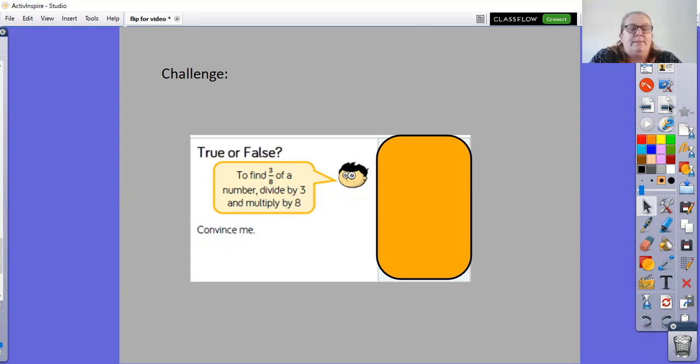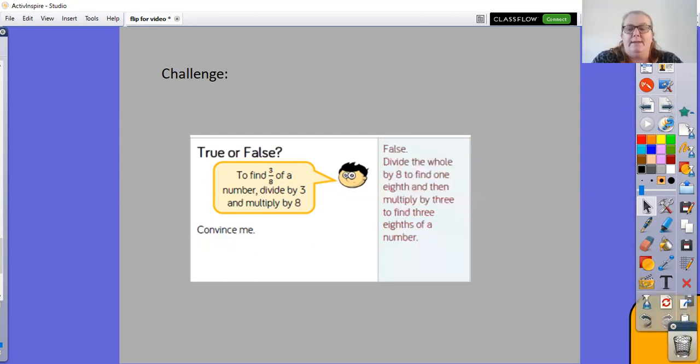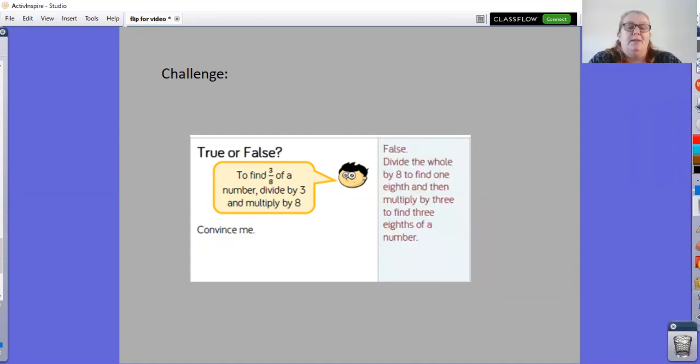Okay, so you should have had a go at this by now. If I take this away to reveal, it says it's false. Because we don't divide by the numerator, we divide by the denominator. So you would actually divide it by 8 and then multiply it by 3. So he got it the wrong way round. So the answer is false.